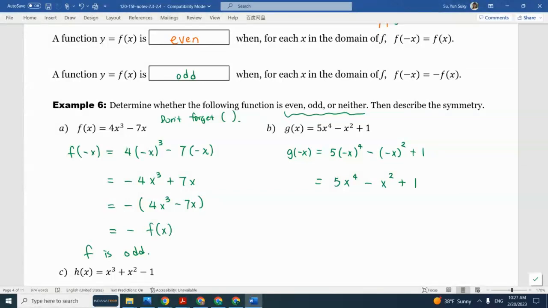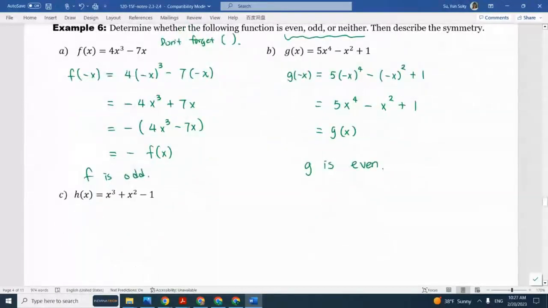Okay, compare to the original function. What happened? They're the same. So this equals g of x. If they're the same, what do you say? Yes, it makes it even. So g is an even function. So far, so good, everybody?